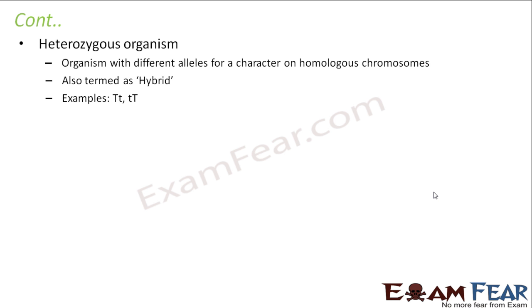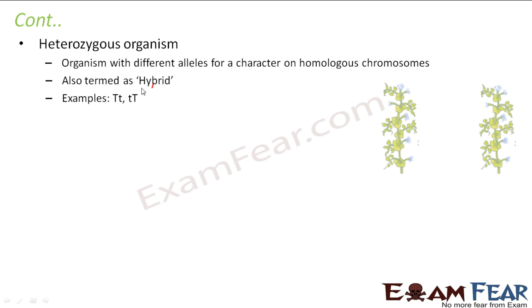So examples of heterozygous organisms would be small t capital T or capital T small t. So here we have two different alleles, but since the tall is a dominant trait, the plant is tall. So if one allele is dominant, the trait will also be dominant. So in this case, we can say that these are also known as hybrid. Heterozygous is also called hybrid. So we can call these hybrid tall plants or heterozygous tall plants.